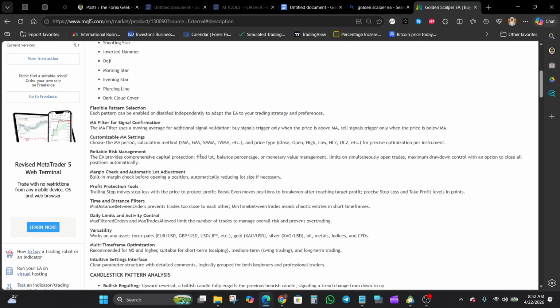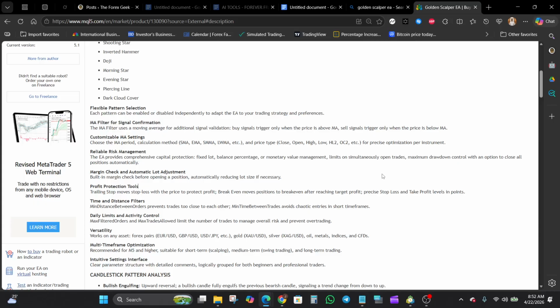You have options for fixed lot sizes or percentage based risk, plus controls like maximum drawdown limits and trade limits, right? So this is actually a strong point because it allows you to control how aggressive the EA is. But again, it also means results will vary depending on how these settings are configured.